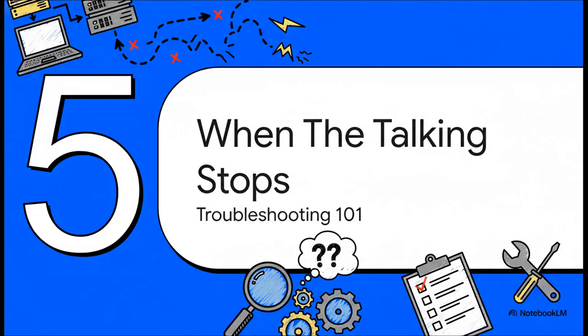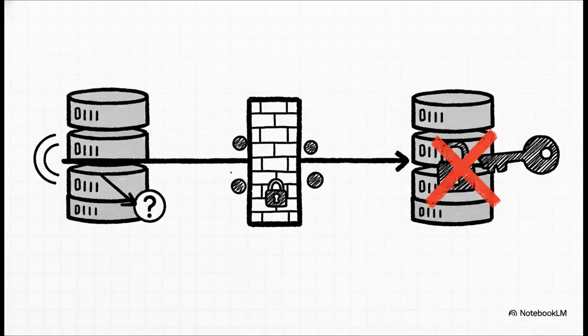Okay, now for the part that every technician lives and breathes. What happens when the talking stops? When that digital handshake fails and the systems suddenly give each other the silent treatment. Let's walk through how to figure out what went wrong. Believe it or not, when an integration breaks, it's almost always one of three usual suspects.